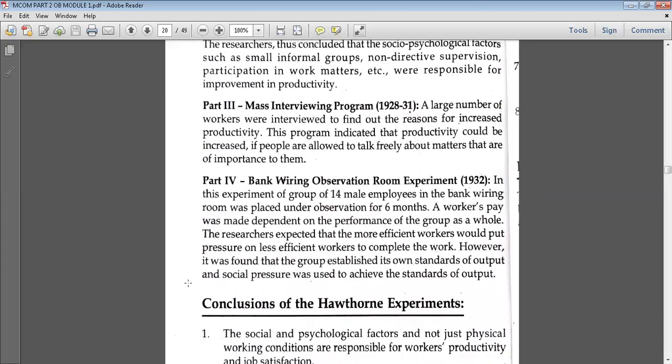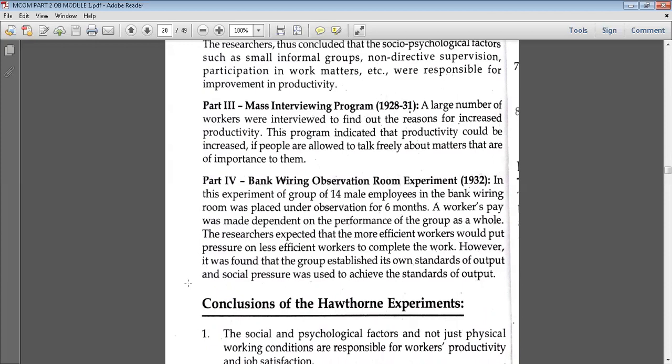Then came the last experiment, the bank wiring observation room. Here, again, a group of employees was selected and kept under observation for around 6 months, and they were again monitored. They expected that more efficient workers would put pressure on less efficient workers, and these people would complete the work on time. But it was found that there was no such influence.